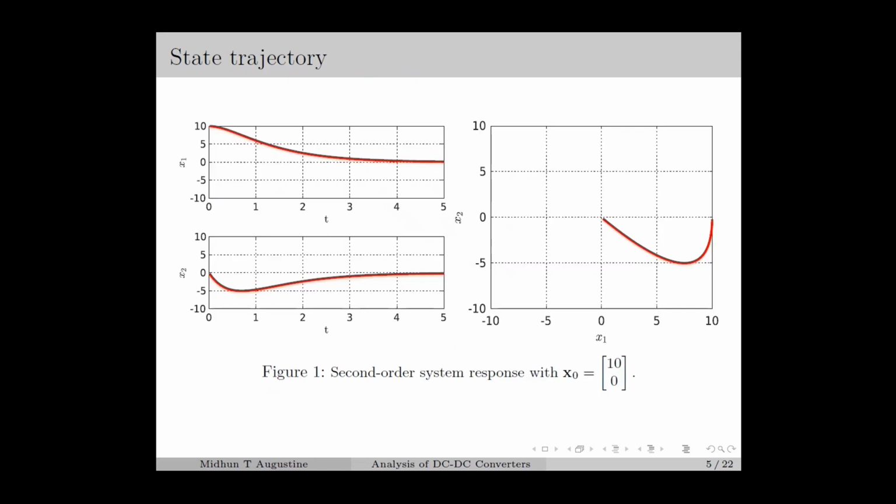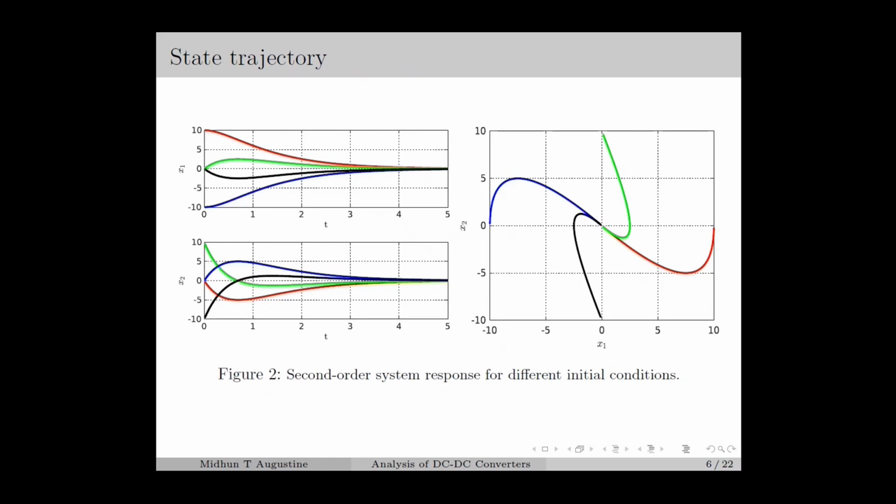Now, for the second order example, we can have the response as in figure 1 for an initial state x0 equal to 10 and 0. Here, the first subplot shows the plot of x1 versus time, and the second one shows the plot of x2 versus time. And the last subplot is the state trajectory of the system, in which we plot x1 versus x2.